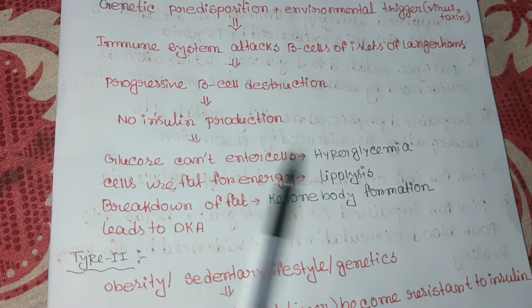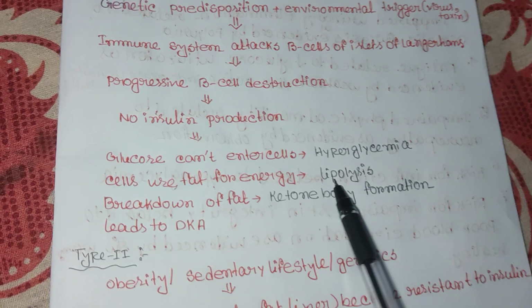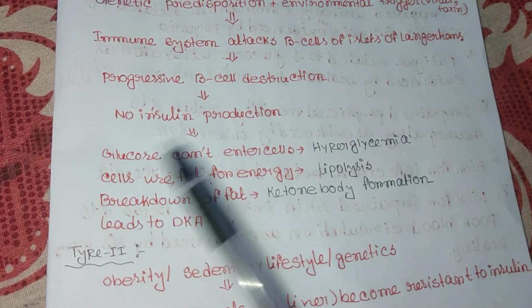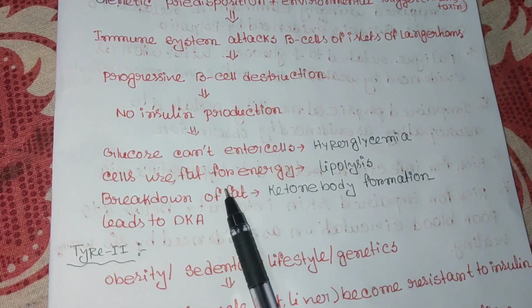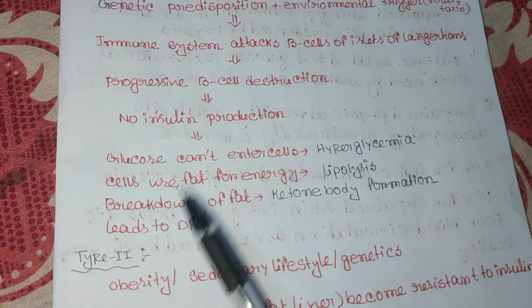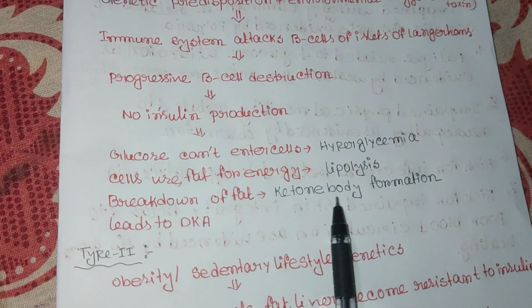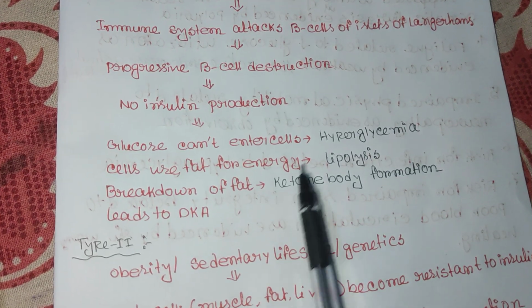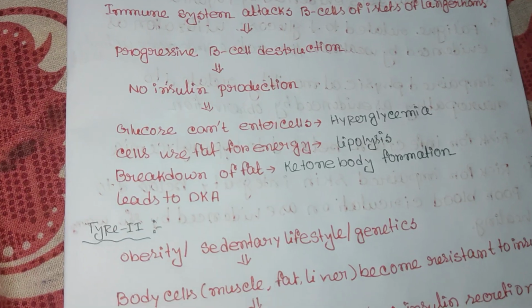This is called hyperglycemia, and the cells use fat for energy. This is called lipolysis. When the glucose doesn't enter the cell, then for energy utilization the fat breaks down. This is called lipolysis, and the breakdown of fat leads to ketone body formation. This is called diabetic ketoacidosis.